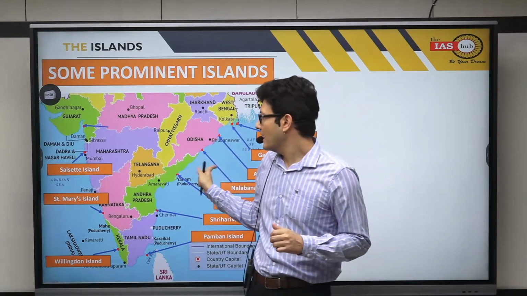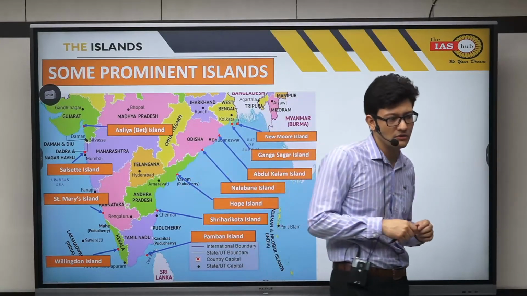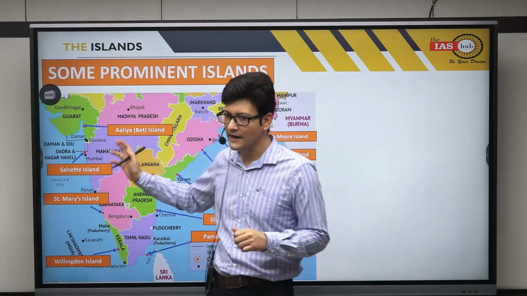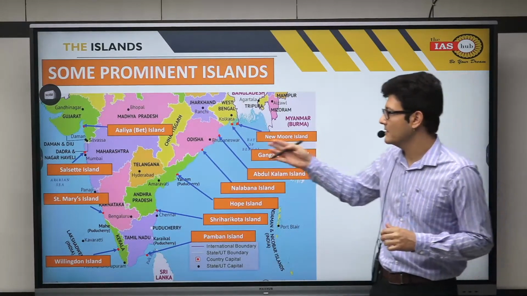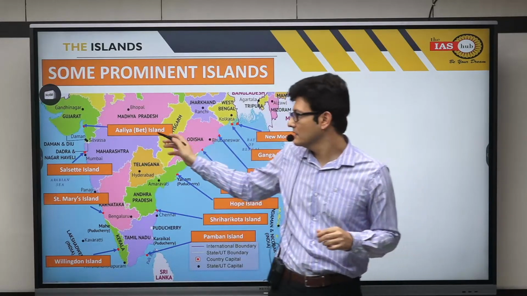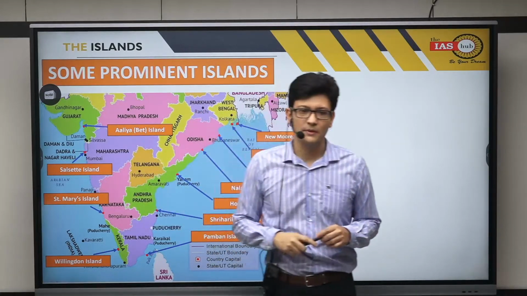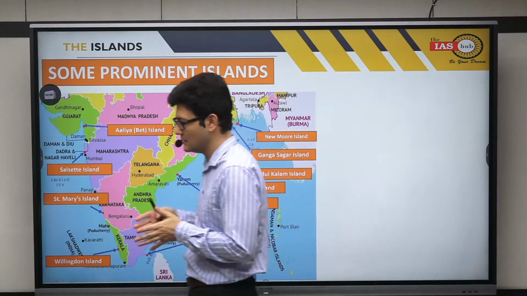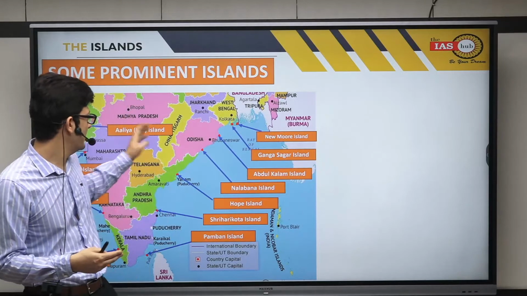Similarly, we have Alia Bet Island also. Alia Bet is located in the Gujarat region, in the Kathiawar region, in the Gulf of Khambhat, and Bet in Gujarati means island only. So if somebody says Alia Bet, it means island. And this island is formed at the estuary point of the Narmada, where the Narmada goes down into the Arabian Sea. At that point, you will find Alia Bet Island.